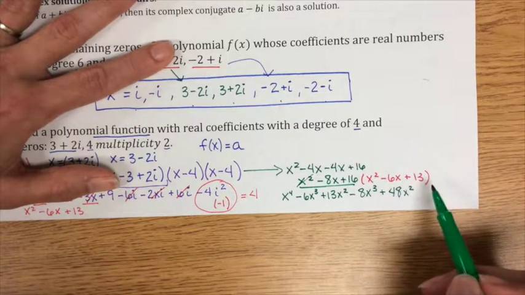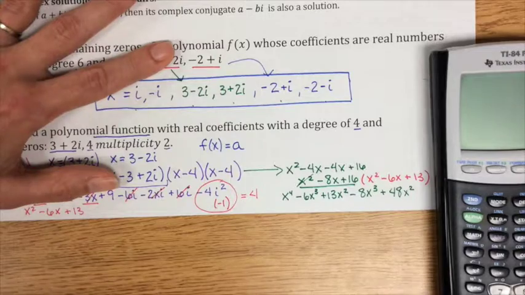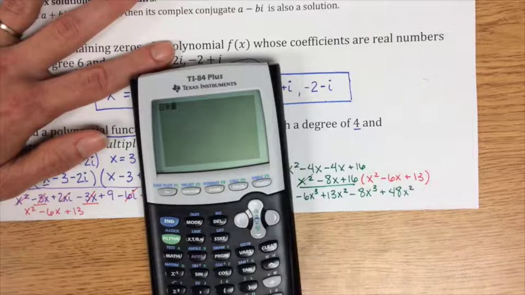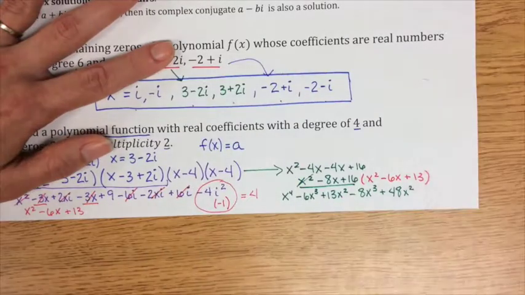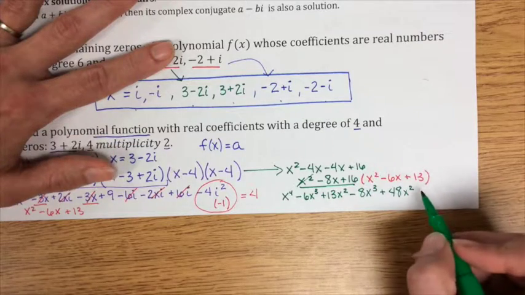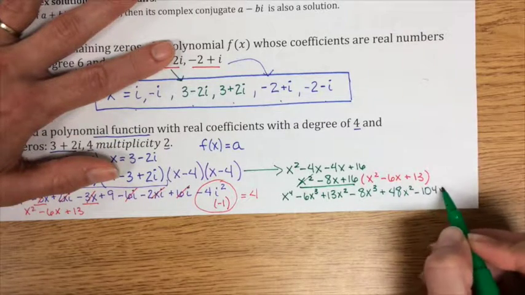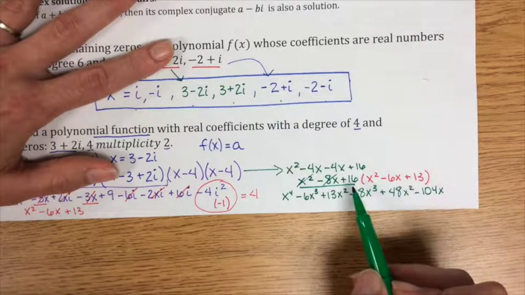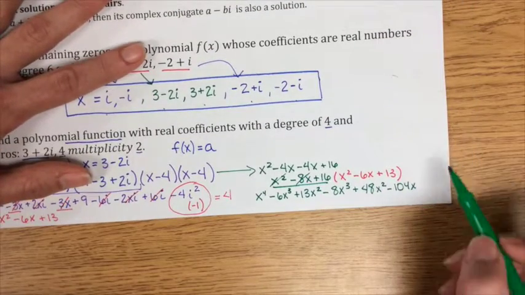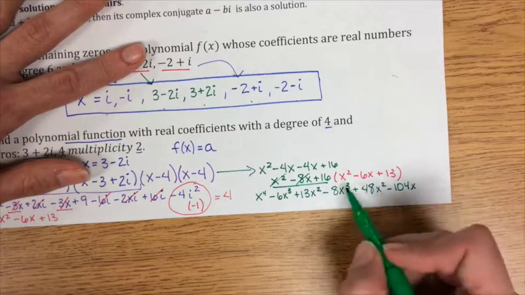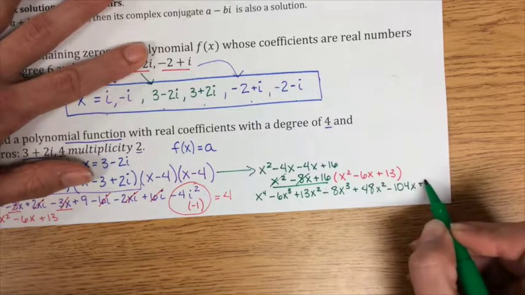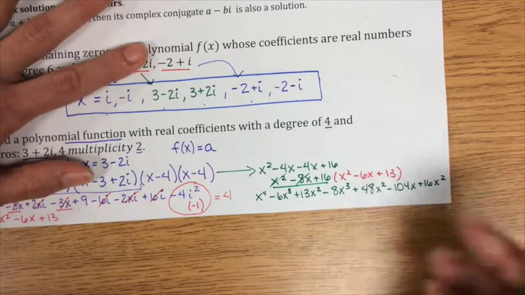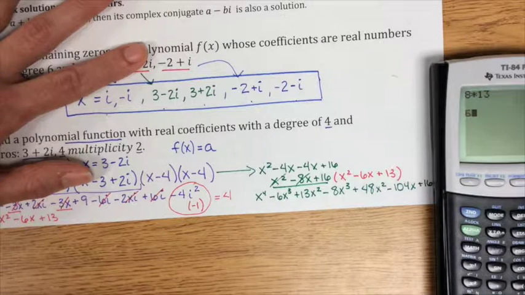Negative 8x times 13. Now this is where my multiplication skills are going to be challenged a little bit. 8 times 13 is 104. So negative 8x times 13 is negative 104x. I'm done with my negative 8x. Last is 16. Woo, and I'm running out of room just a little bit. So 16 times x squared is plus 16x squared, and I'm about to have to come down to the next row.